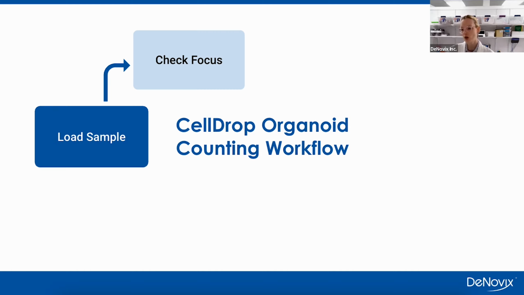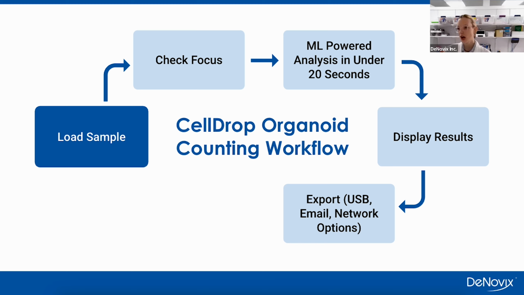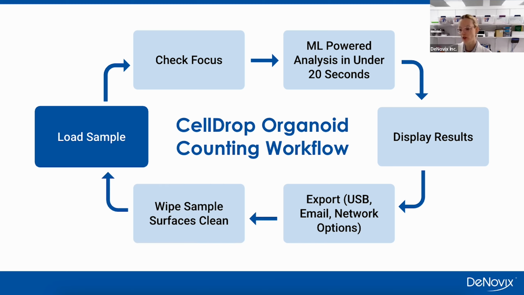You'll have the results, with the result image to the right and the data portrayed on the left. You have the option to export now or later, because data is automatically saved on the device. You'll wipe the sample surfaces clean with the Kim wipe, and then you're ready to load your next sample.